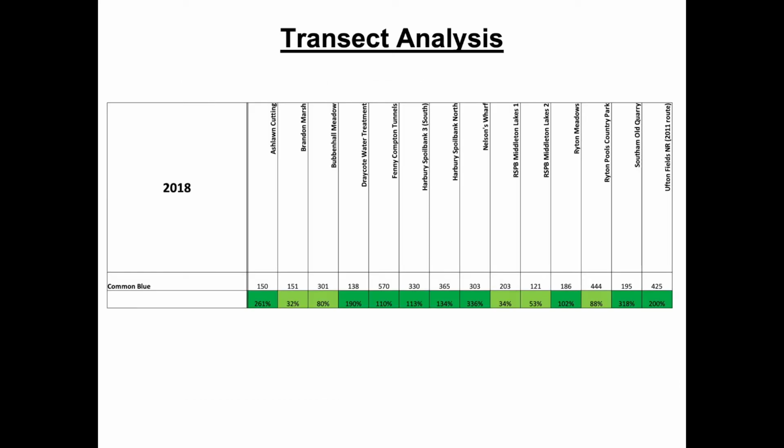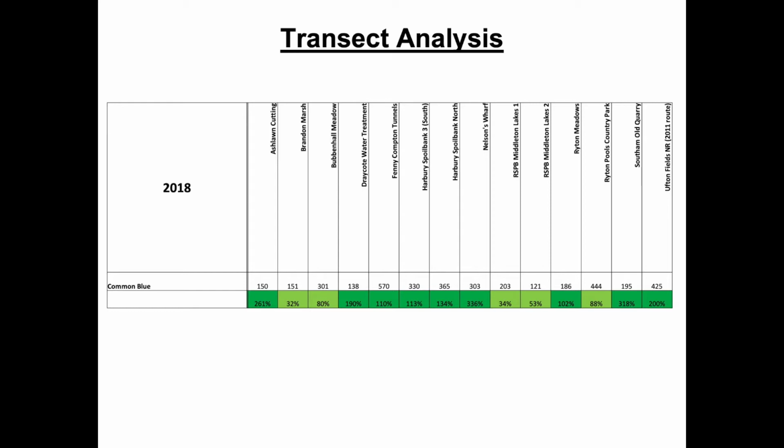And you can see here in more detail for 2018, all these sites above recorded over 100 common blues. And in 2018, it had a good year. In most sites, when we compare 2018 to the mean of the previous 3 years, you can see it had big increases, well over 100%.